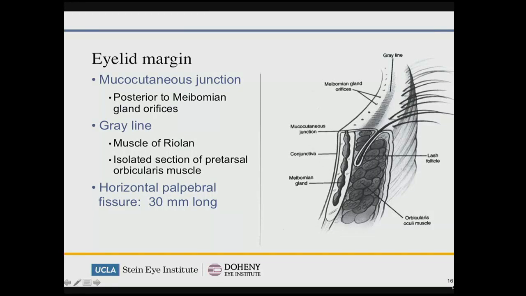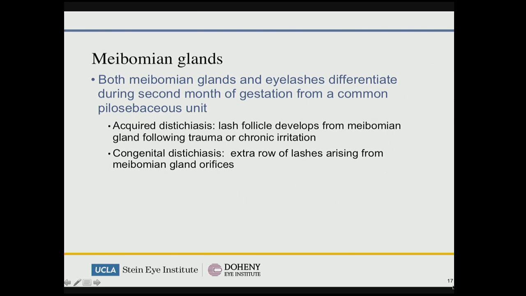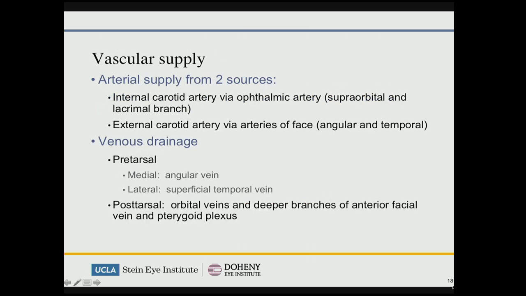The margin, the horizontal palpebral fissure, is about 30 millimeters in length. Just one note on the meibomian glands: both the meibomian glands and the eyelashes differentiate during the second month of gestation from a common pilosebaceous unit, and that gives some understanding to distichiasis, because in acquired distichiasis, you have a lash follicle that develops from the meibomian gland following trauma or chronic irritation. In congenital distichiasis, there's an extra row of lashes arising from the meibomian gland orifices, and this sort of makes sense understanding their origin.